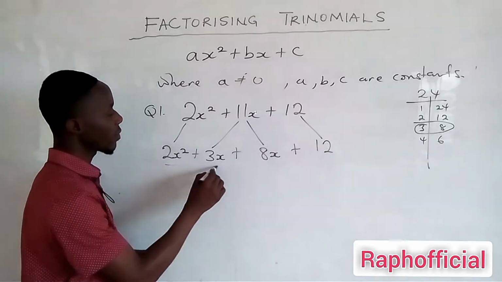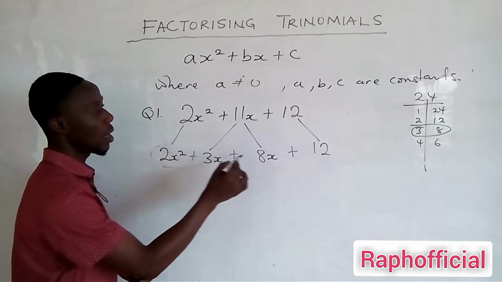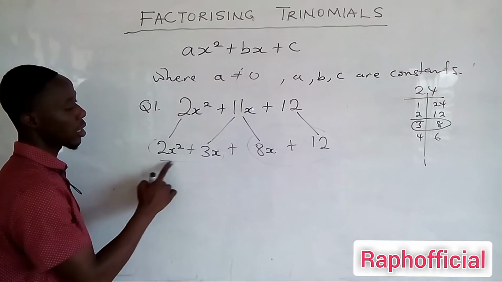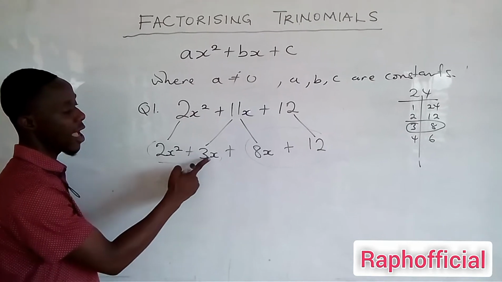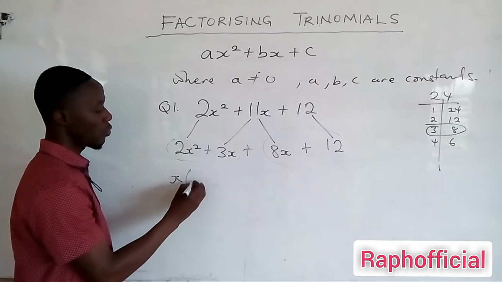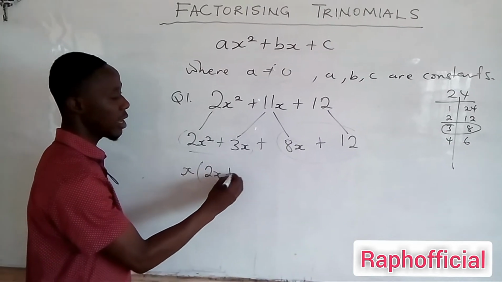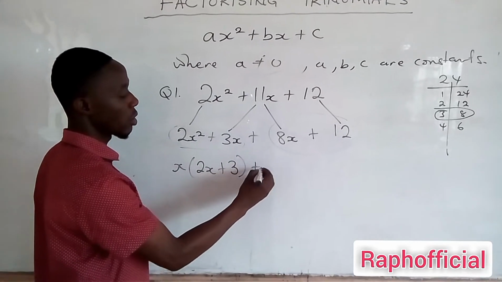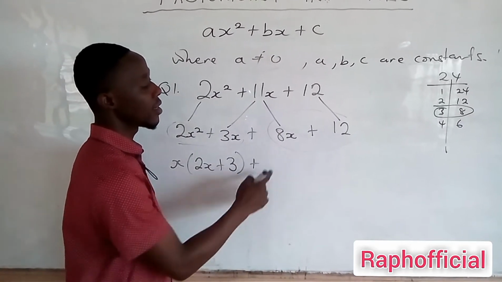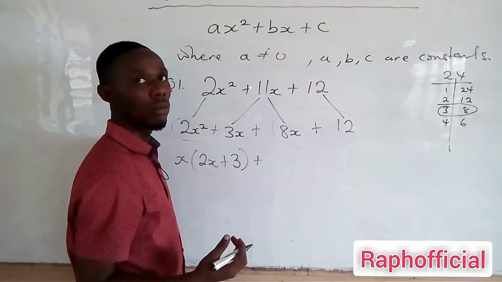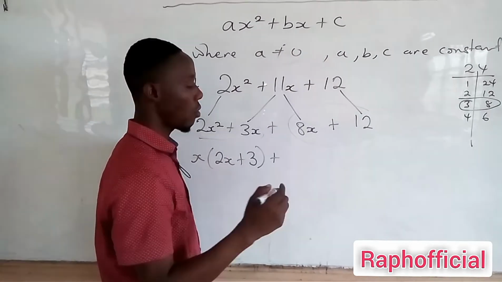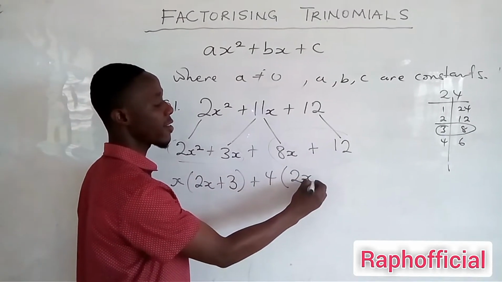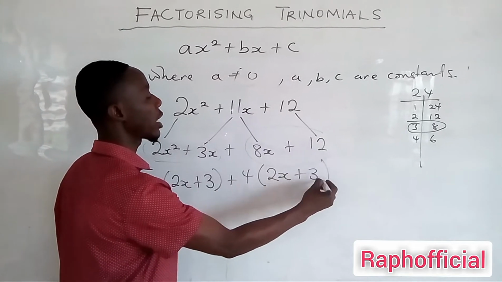So we have this and we have that. Now, you check. Is there any factor here? Yes, x. So x is out. We have 2x, left 1, 3. Then when we come here, what will be the factor of 8 and 12? The factor is 4. So 4 out, left 2x plus 3.